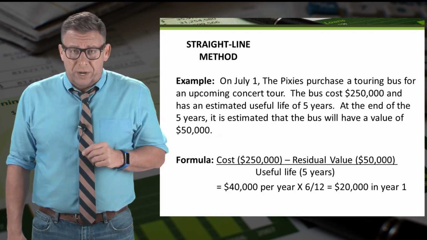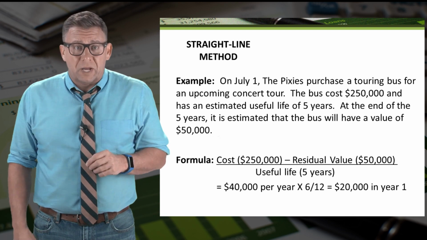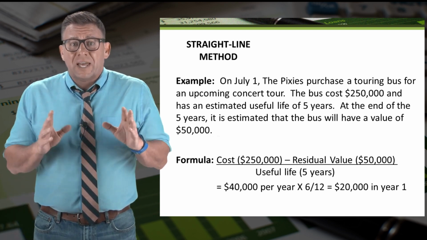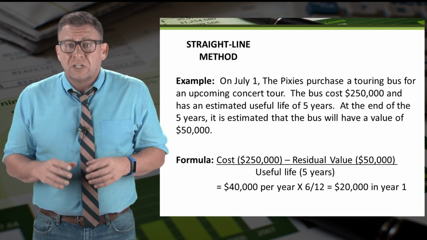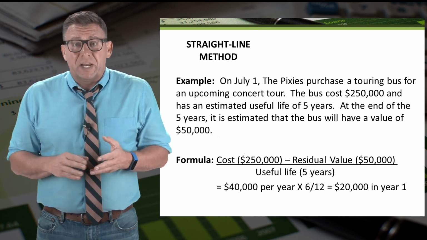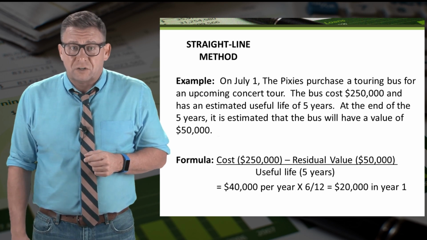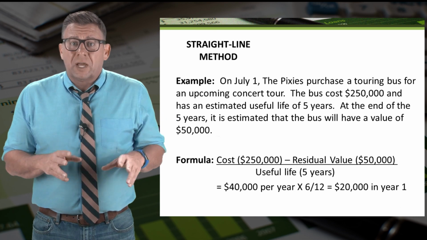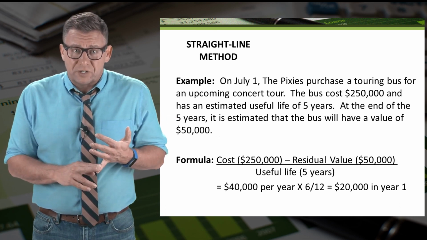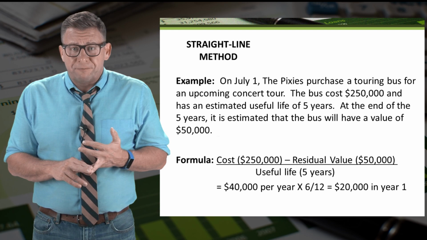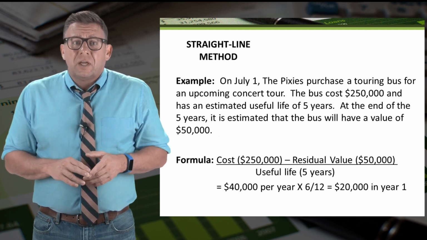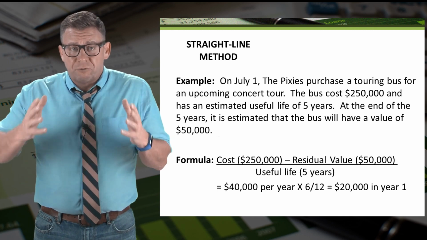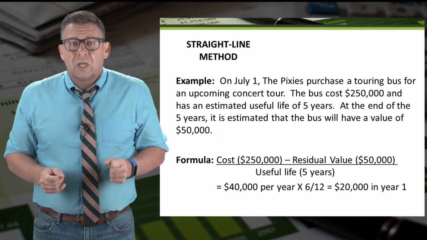On July 1, the Pixies purchased a touring bus for an upcoming concert tour. The bus cost $250,000 and has an estimated useful life of 5 years. At the end of the 5 years, it's estimated the bus will have a value of $50,000. So we use the same formula. The straight line formula: we take the cost of $250,000 minus the residual value of $50,000, that equals $200,000, then divide that by 5 years and we get the annual depreciation expense of $40,000 per year.